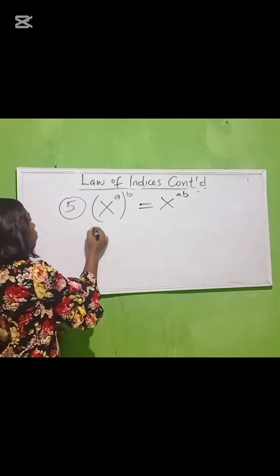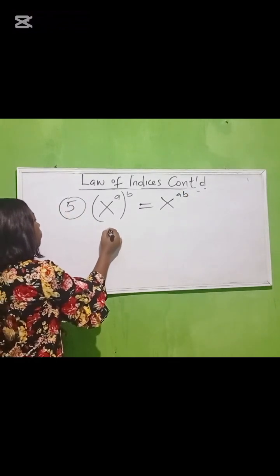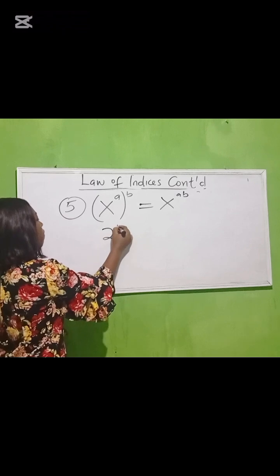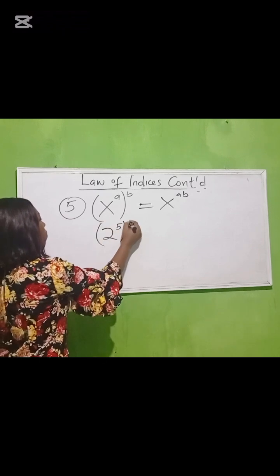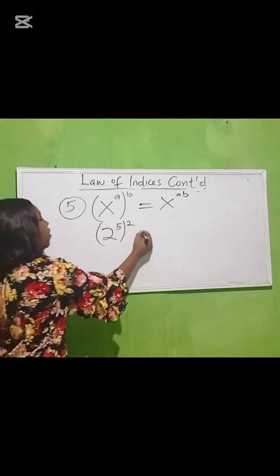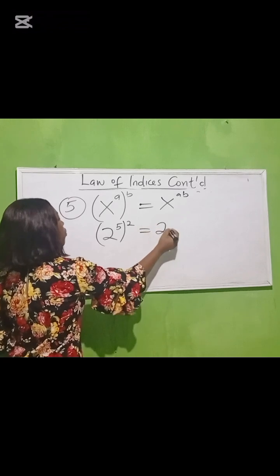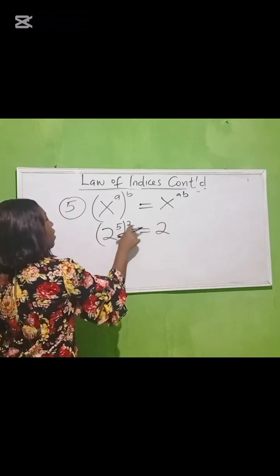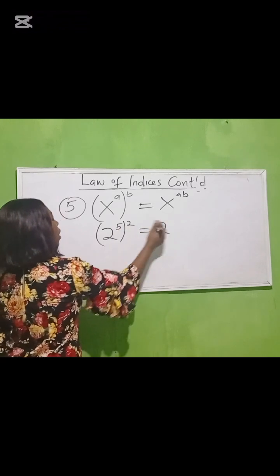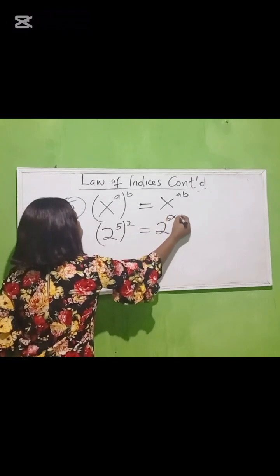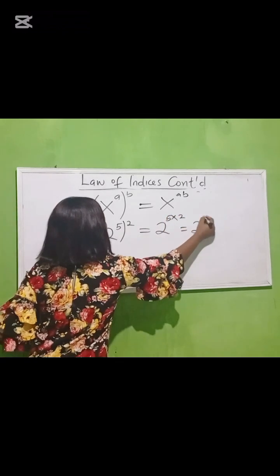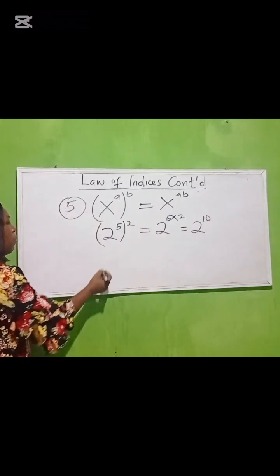For example, you have 2 raised to power 5 in brackets raised to power 2. So this will give me 2 raised to power, you multiply the powers as 5 times 2. And my answer becomes 2 raised to power 10. Then you move to the other example.